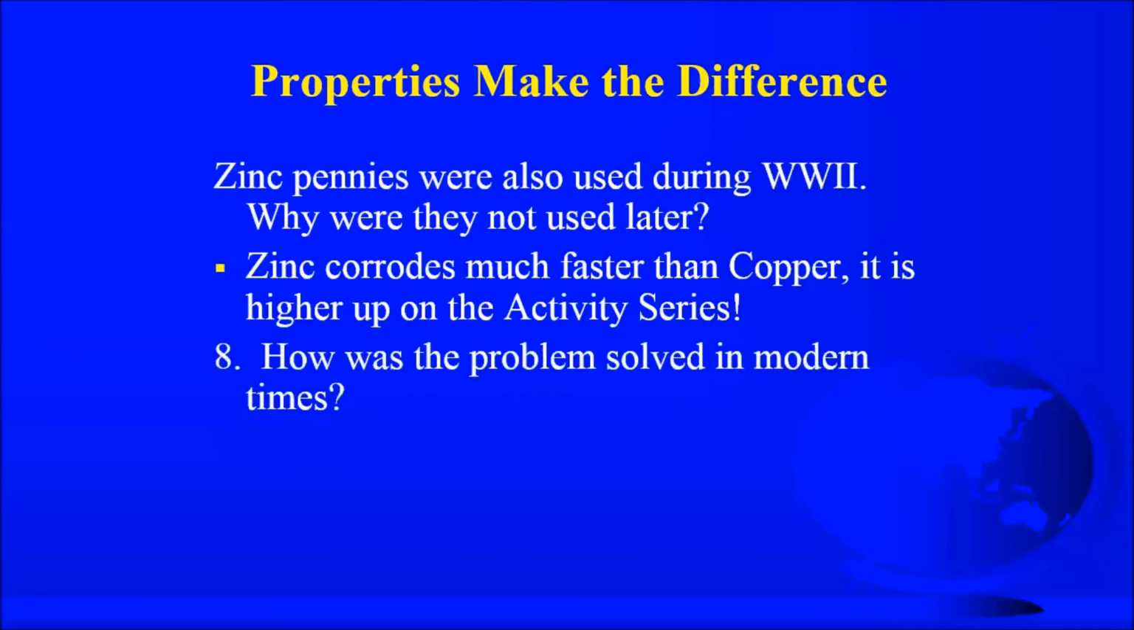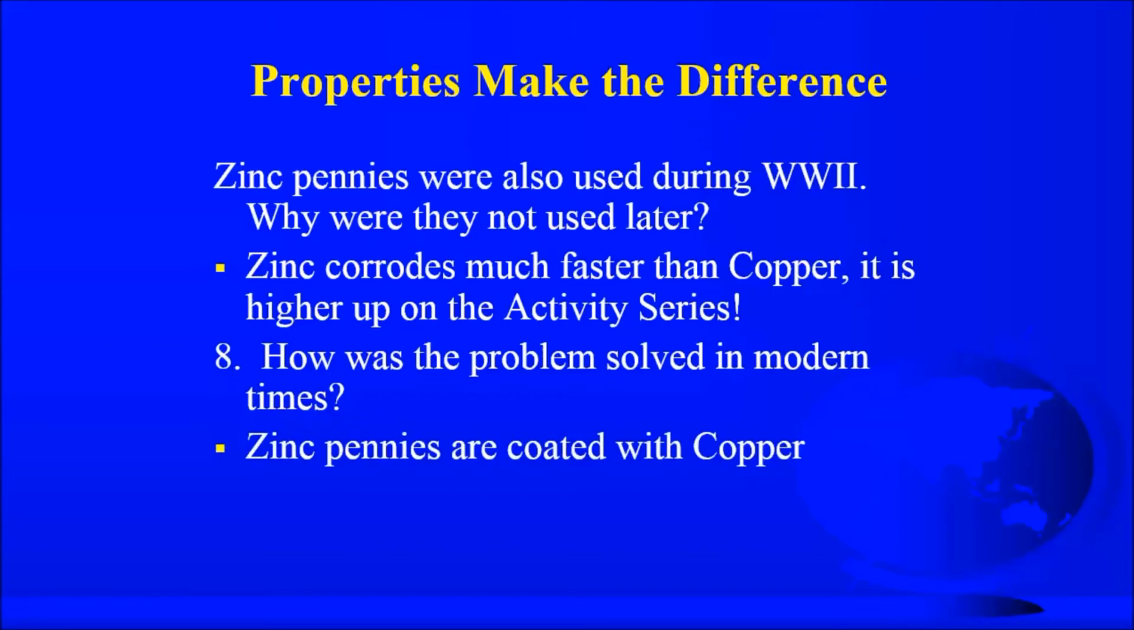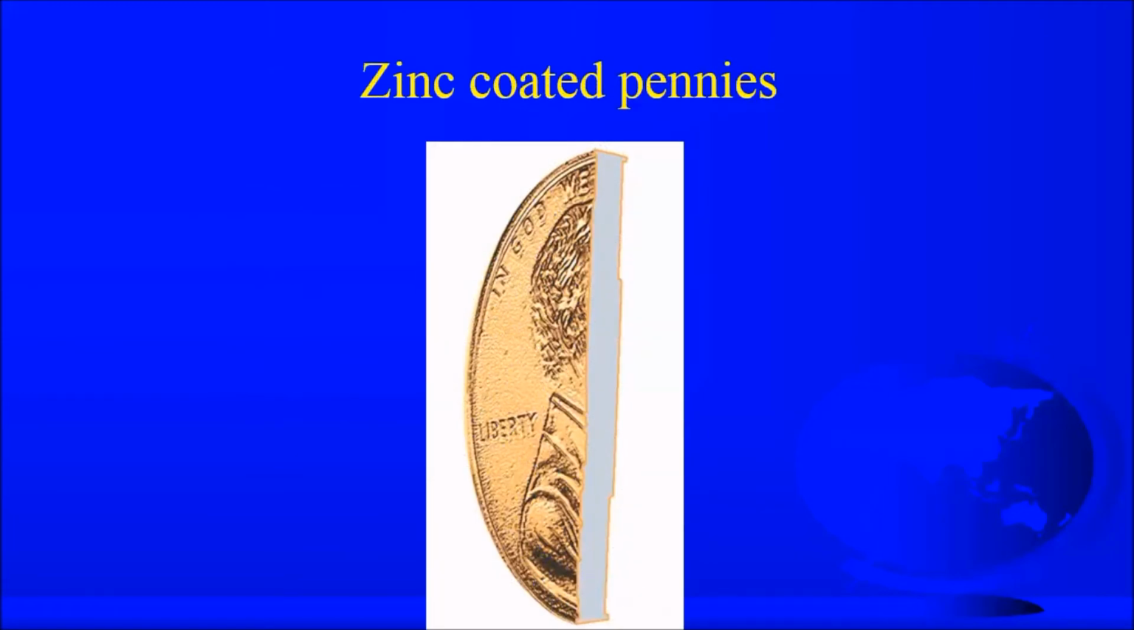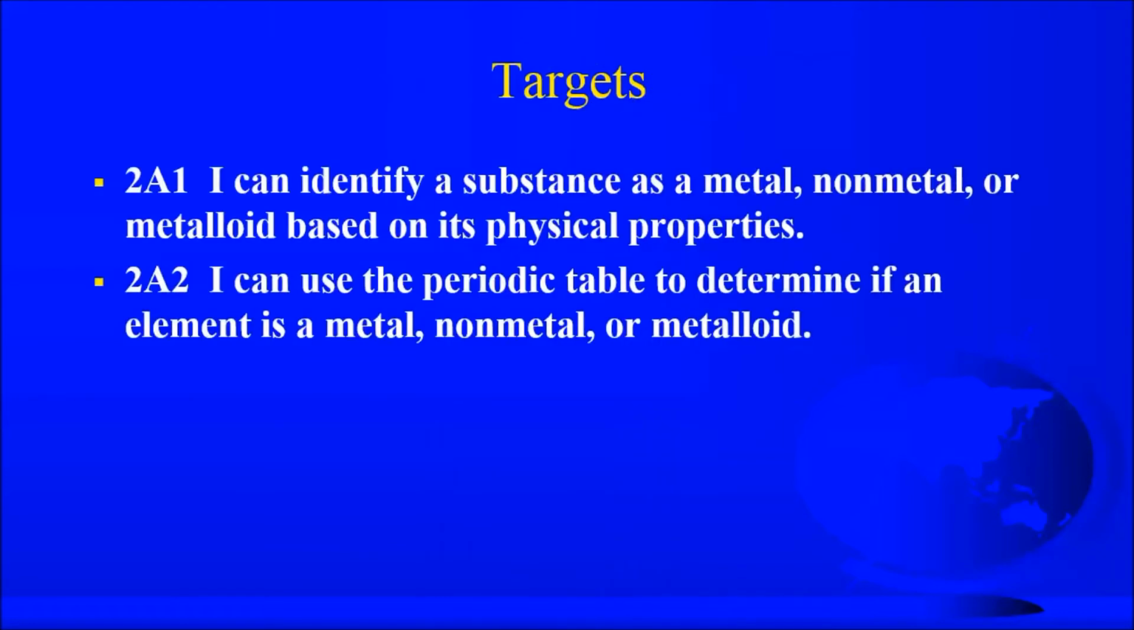How was the problem solved in modern times? So we needed to use zinc pennies again because copper got too expensive. We covered it in copper, which is rust resistant. So there is a modern penny. If you were to cut it in half, you would find that the inside is silver color. It's not silver, it's zinc. And the outside has just a thin covering. Why does it say it's zinc coated when it's copper coated? It should be copper coated. That's a typo. Sorry.